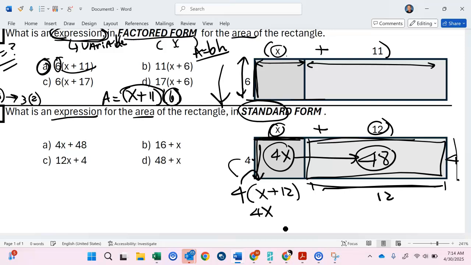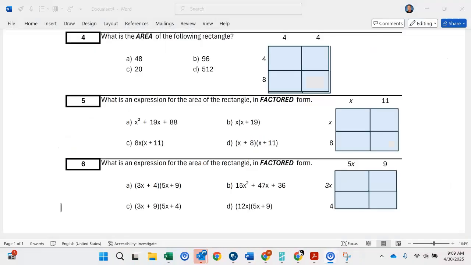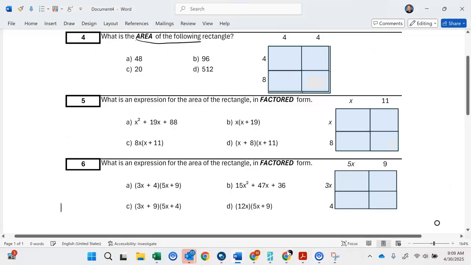So then we'd say, well, these two together are going to be the answer. So if I come back down to this, I say, well, that's the same, 4 times x, and then 4 times 12 plus 48, okay? So that's going to be A. Okay, so now we have something like this, the area of the following rectangle.